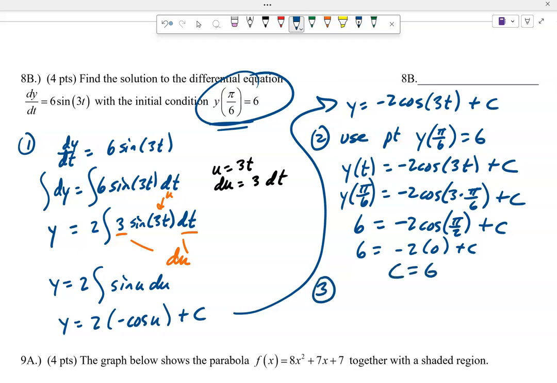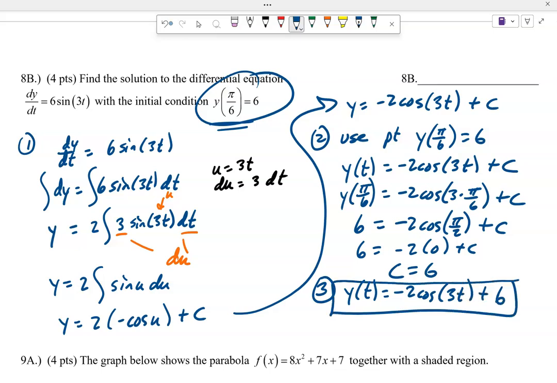Now I have my constant, so I can go back and write the function. y of t equals -2 cosine of 3t plus c. Well, our c here is 6. There is the solution to that differential equation.